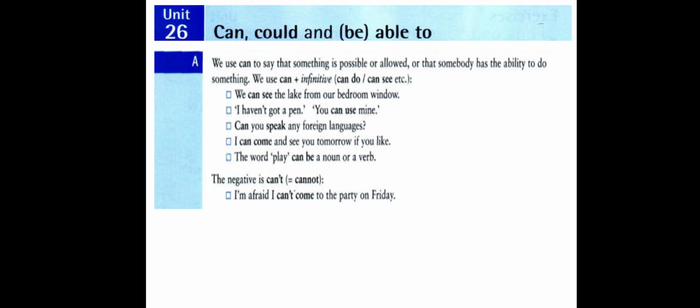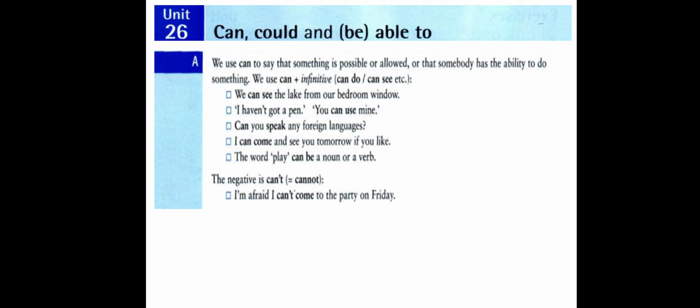The last example here: the word play can be a noun or a verb. It can be used as a noun and it can be used as a verb. So here we speak about possibility, and can is followed by be. If you look at all the verbs in the examples, you will find can is followed by the base form, but the last verb can is followed by be, which is the base form of am, is, are. So we use be.